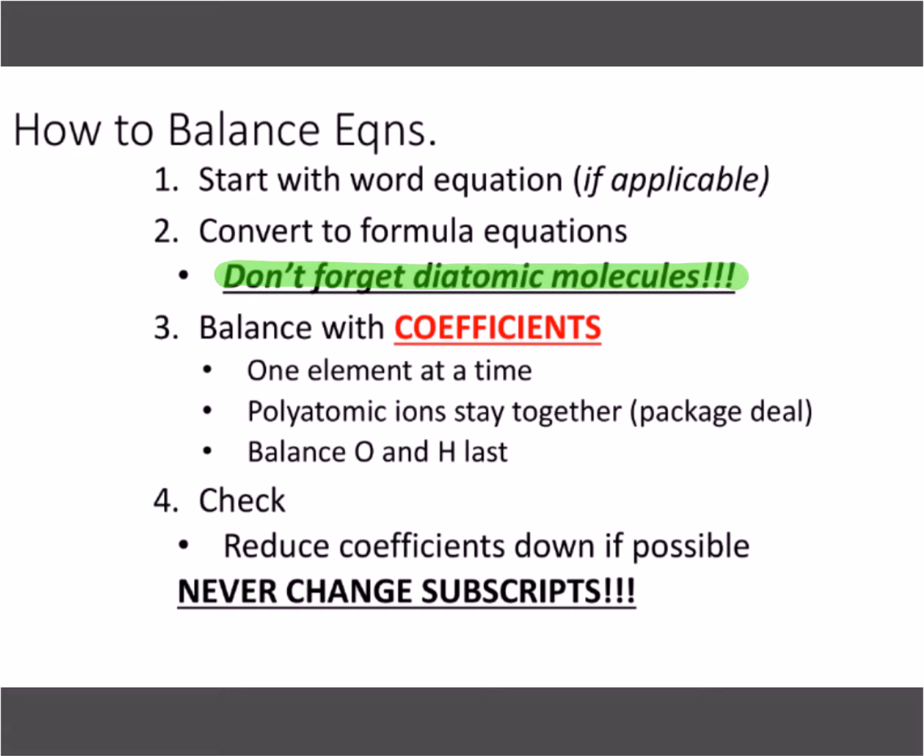Save oxygen, hydrogen to the last. Check, guys. Make sure you reduce your coefficients down if possible. Chemists are not in the habit of throwing away money. It's the opposite. They want to make as much as they can. So they won't want to use a higher number of moles than needed in their process, right? Because that's what coefficients represent, the number of moles of each substance that we need to measure out.